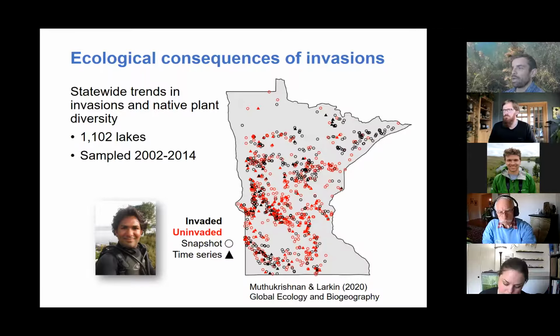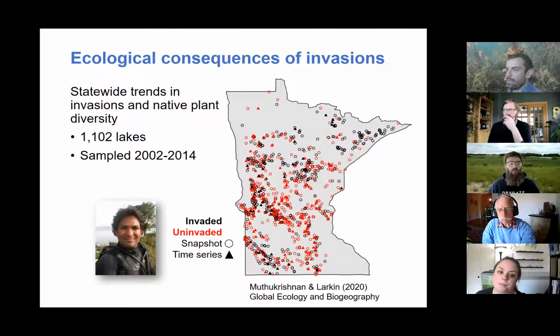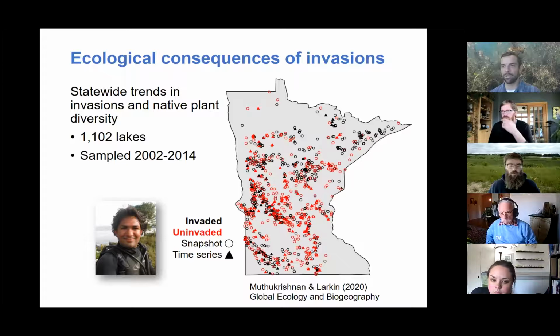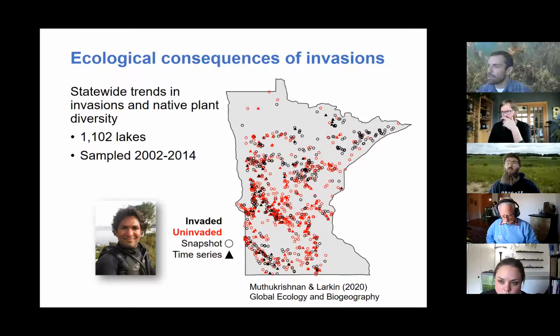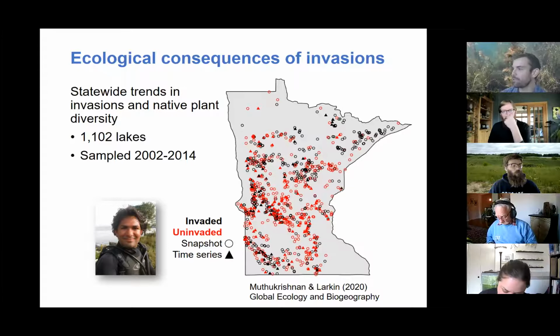We've done some work on looking at plant community impacts of invasive macrophytes, and I'm going to cover a couple of papers that were led by Ranjan Muthukrishnan, who many of you knew when he was a postdoc here, and he's now at Indiana University. We looked at some statewide trends in invasions and native plant diversity, leveraging data from the Minnesota DNR. So we had vegetation surveys from over 1,100 lakes sampled over a 13-year period. And this is what the distribution of those records looks like, with both invaded and uninvaded lakes distributed throughout the state. And then importantly, some lakes for which we had not just a single survey, but multiple years of data, so we could look at temporal patterns.